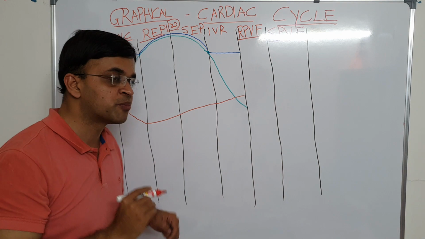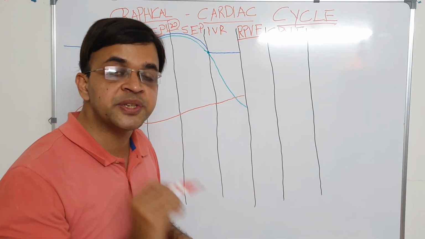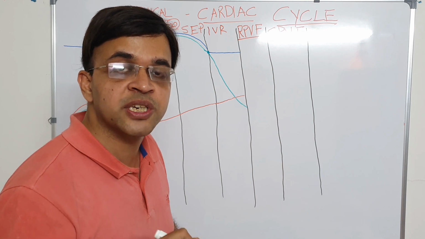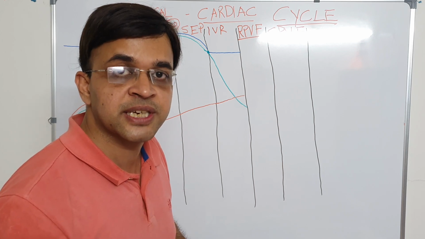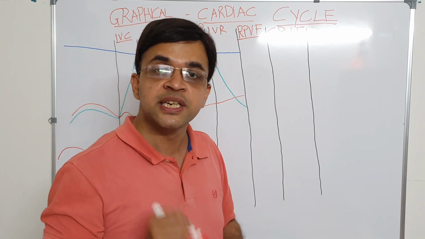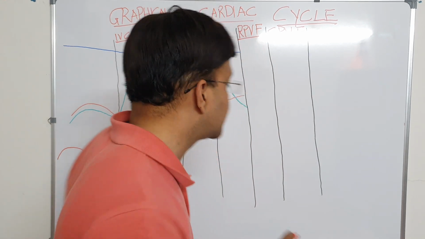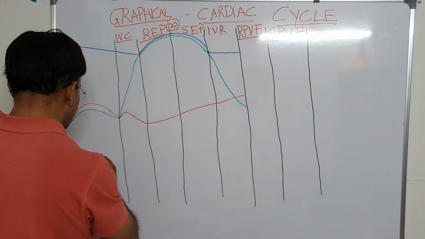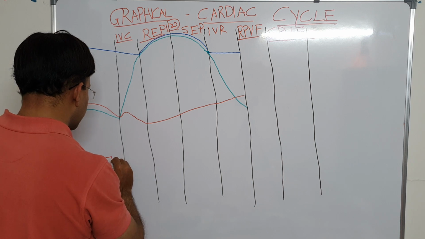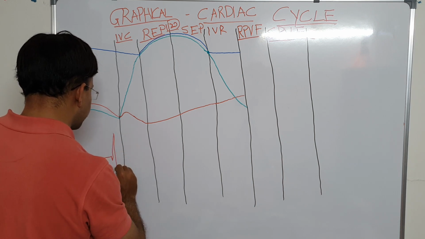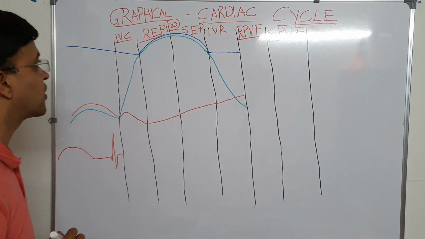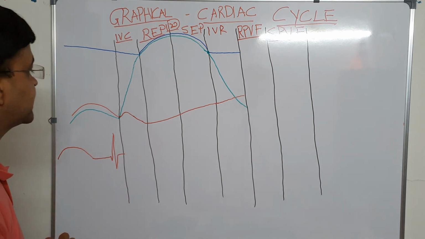For contraction we need polarization or depolarization? We need depolarization. We need ventricular depolarization for ventricular contraction, right? And which wave is responsible for ventricular depolarization? Our QRS complex is responsible for ventricular depolarization. So we'll draw over here, right? A negative Q wave, then a positive R wave, then a negative S wave, just before our isovolumetric contraction, right?